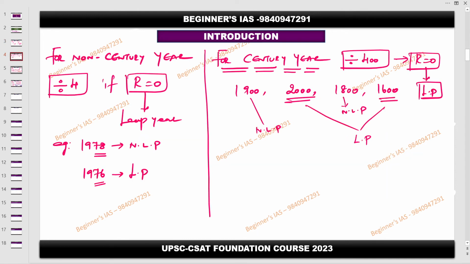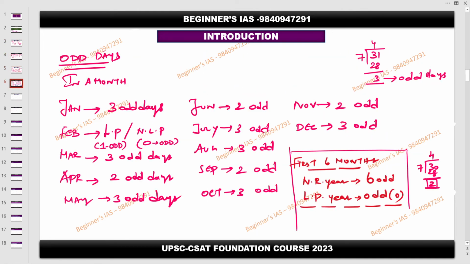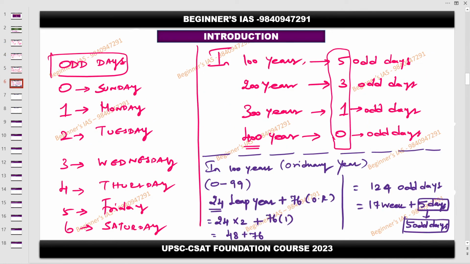So totally 100 years, sir. 24 leap years means remaining years are the remaining odd years, 100 minus 24. Understood? Okay, sir. Totally 100 years, out of these 24 are leap years, so 76 are non leap years. Understood? Understood, sir. Fine, yes, sir.